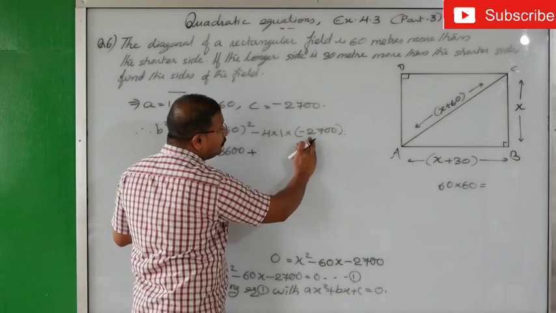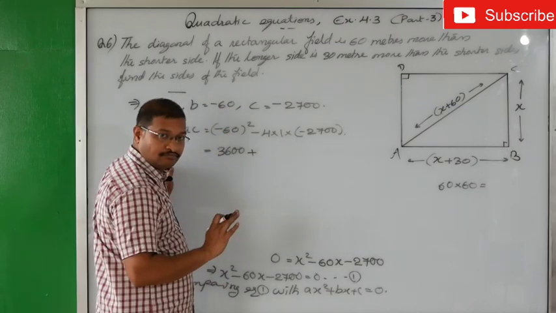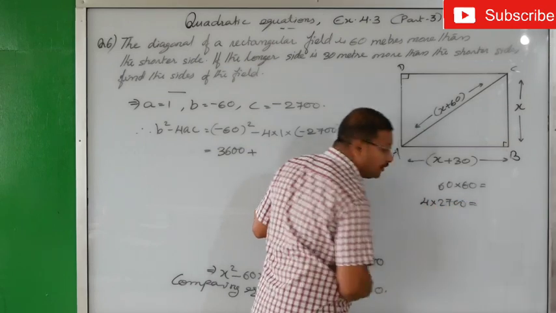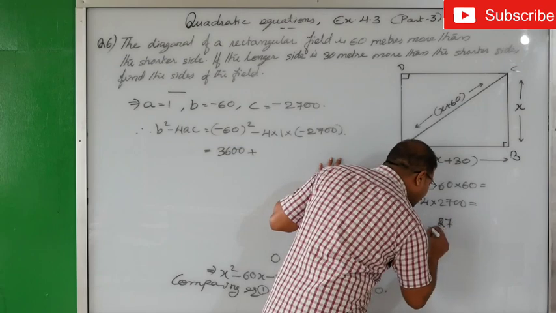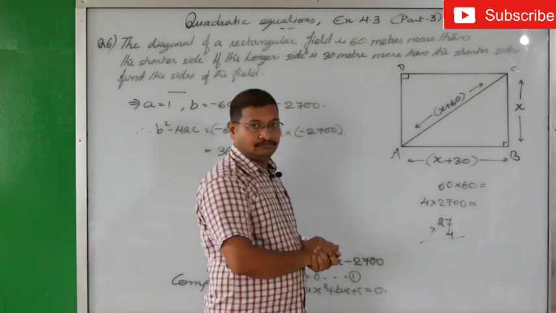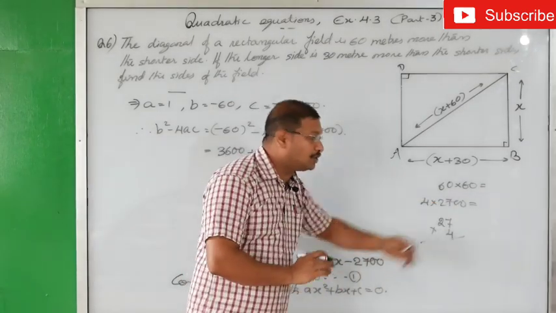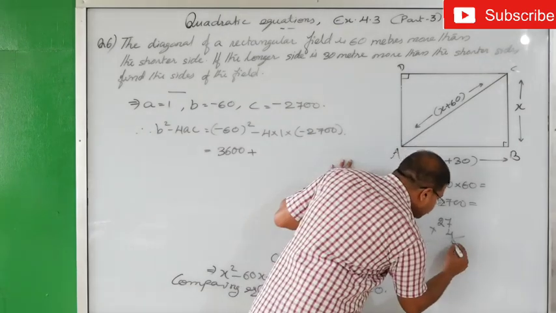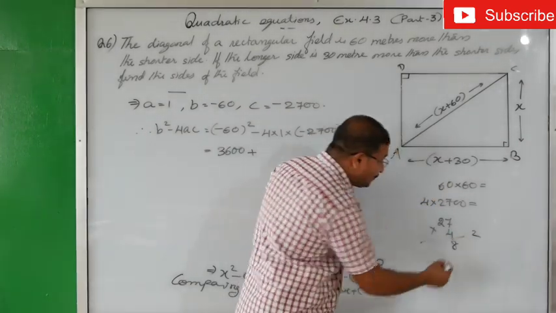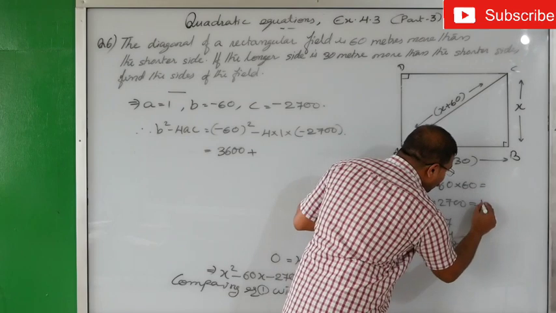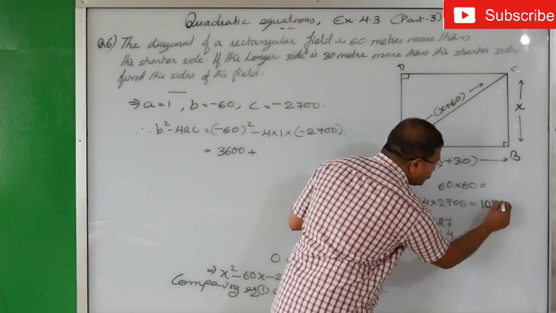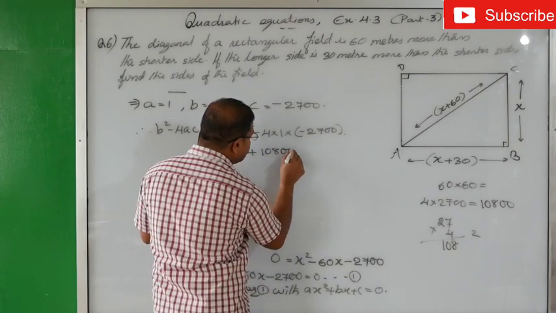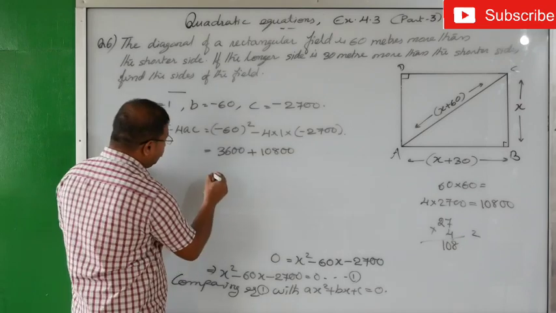Ready, what will you do now? 4 into 2700. What do you want to do? Just multiply 27 into 4, after that the 2 zeros will be put. 4 sevens are 28, 2 in hand, 4 twos are 8, 8 plus 2, 10. That means you will get 108. Now 2 more zeros. That means what you will get? 10800. Is it okay? This equals.